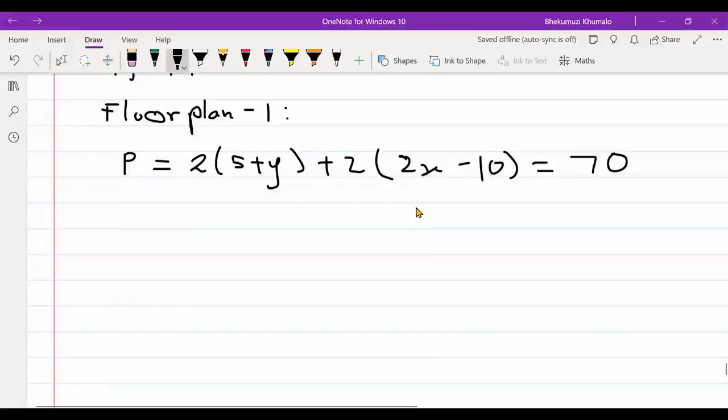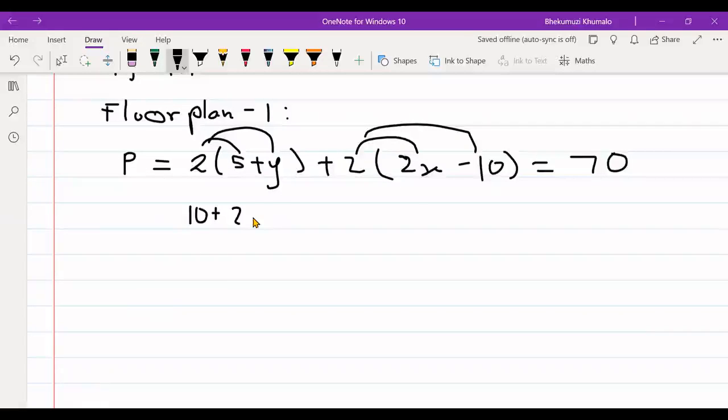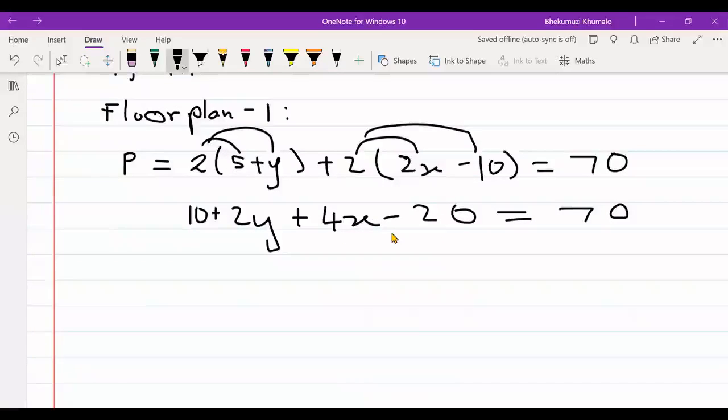So let's first simplify this. So this would be 10, right? Because this is 2 times that, and 2 times that. And then we'll simplify it. So it's 10 plus 2y plus 4x minus 20 is equals to 70. Okay, there we have it.